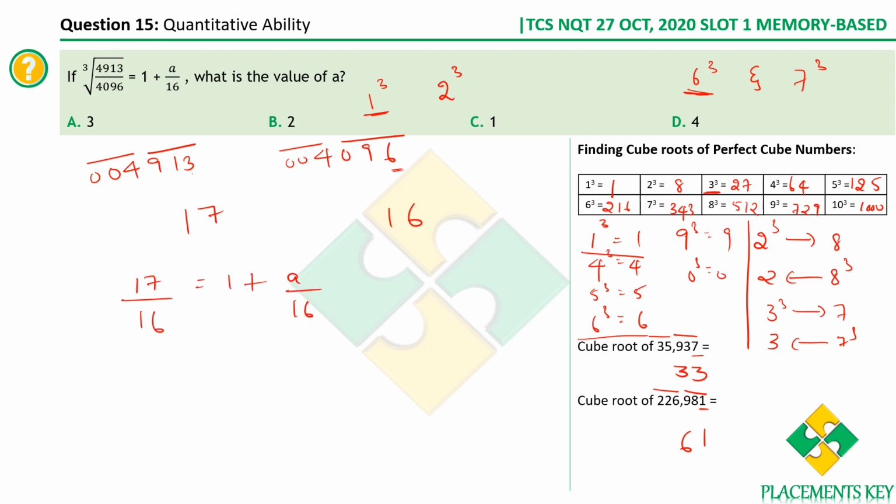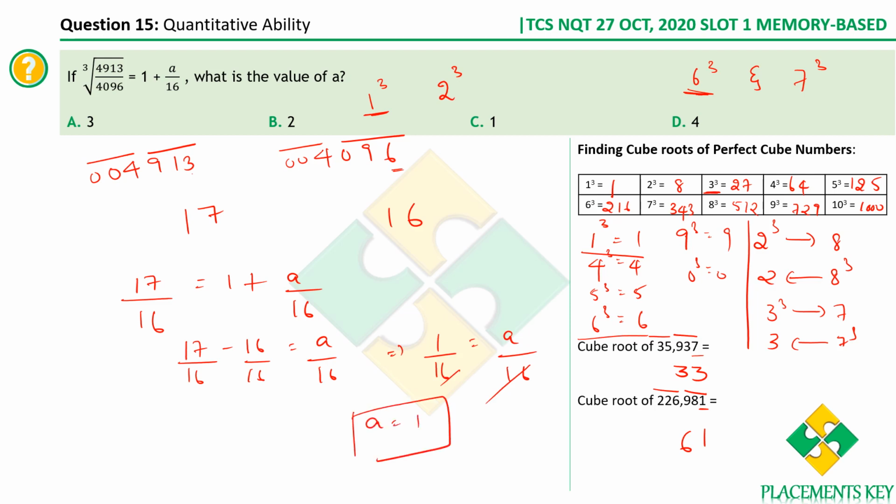So what does that mean? If you send this to the other side, what do we get? 17 by 16 minus 1 can be written as 16 by 16 is equal to a by 16. That implies you get 1 by 16 is equal to a by 16. So you get a value equal to 1. We are supposed to find the value of a, which is 1.